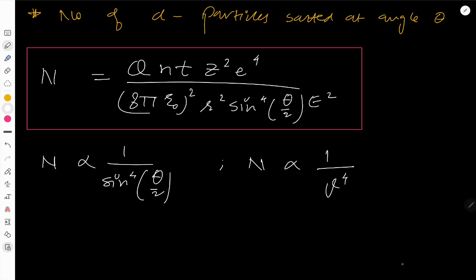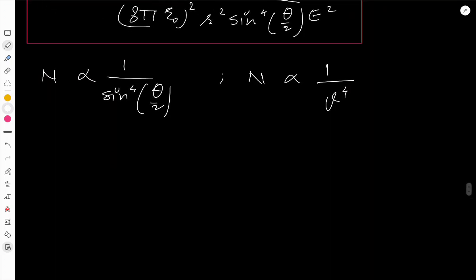Okay, and that's it. We have completed the Rutherford's model.